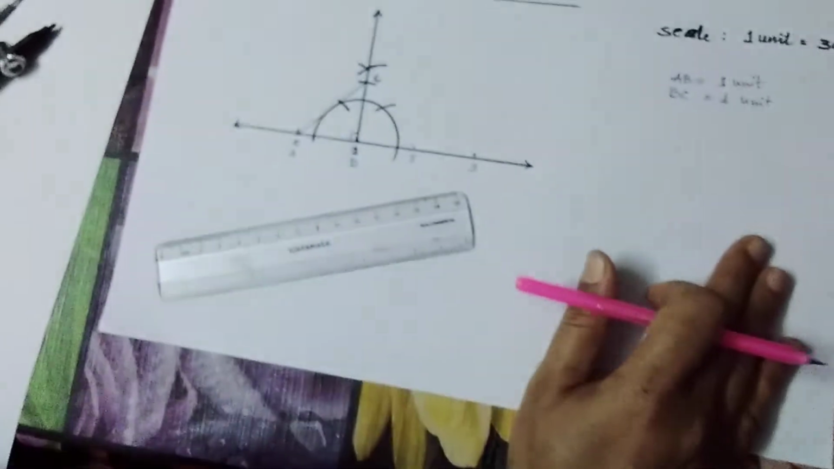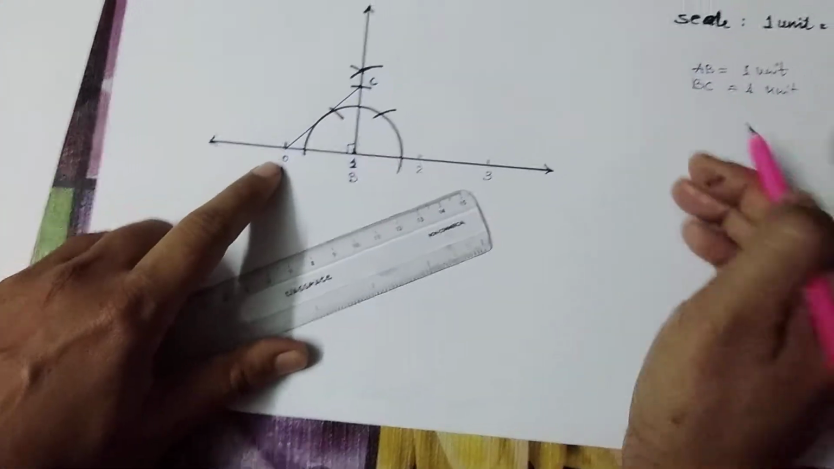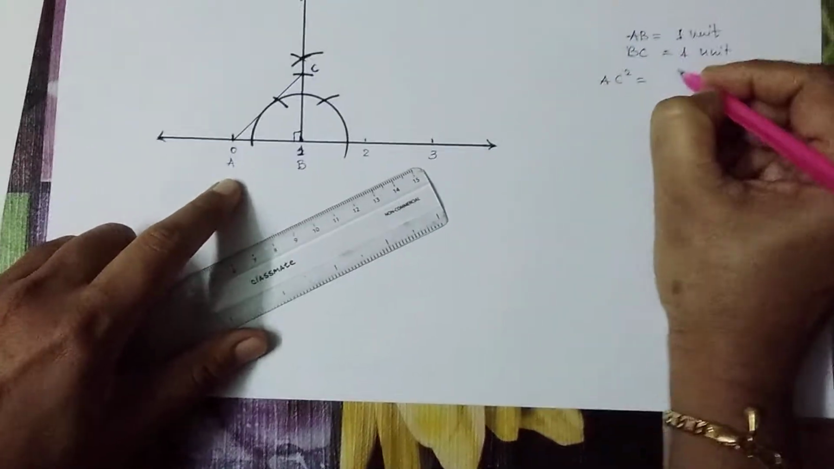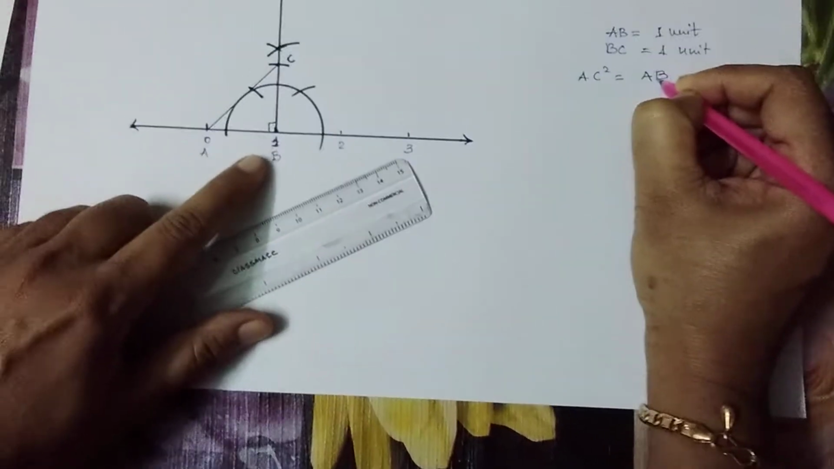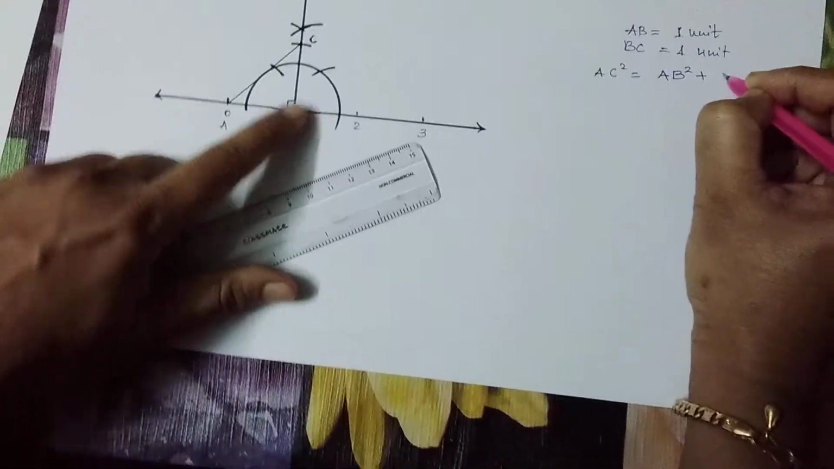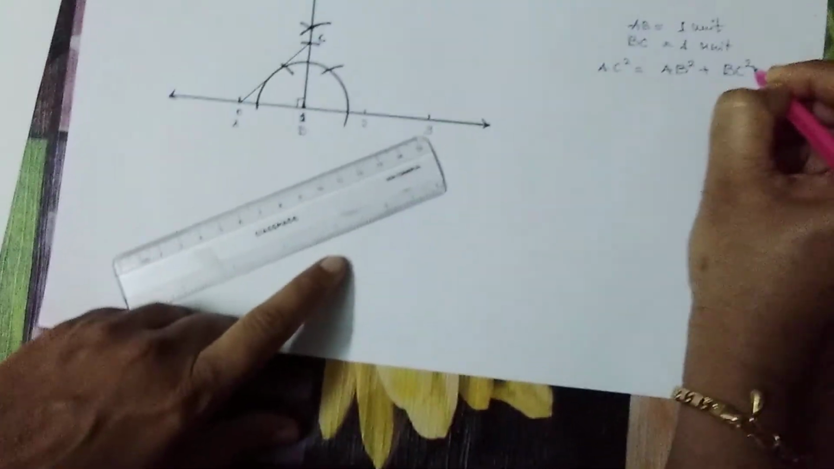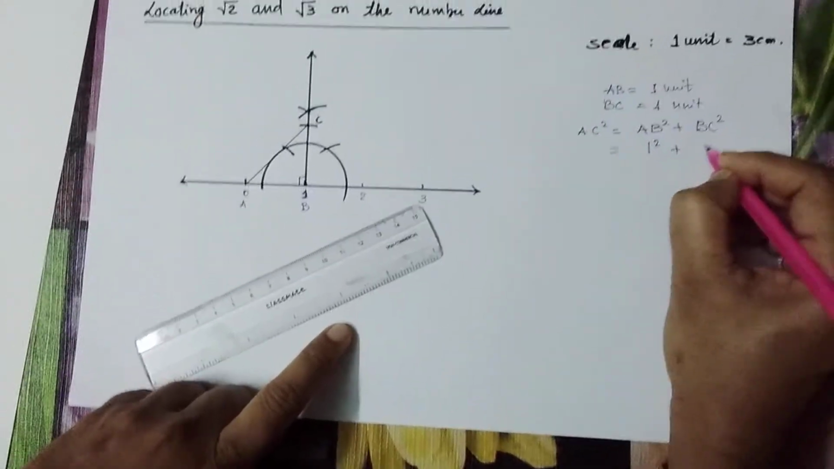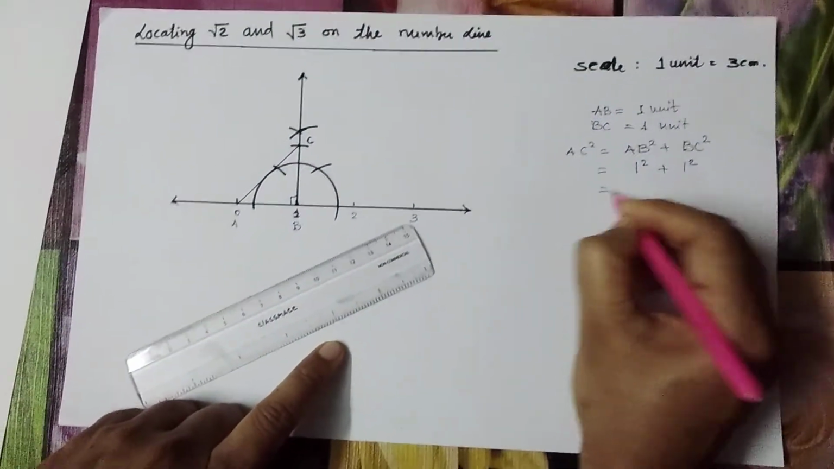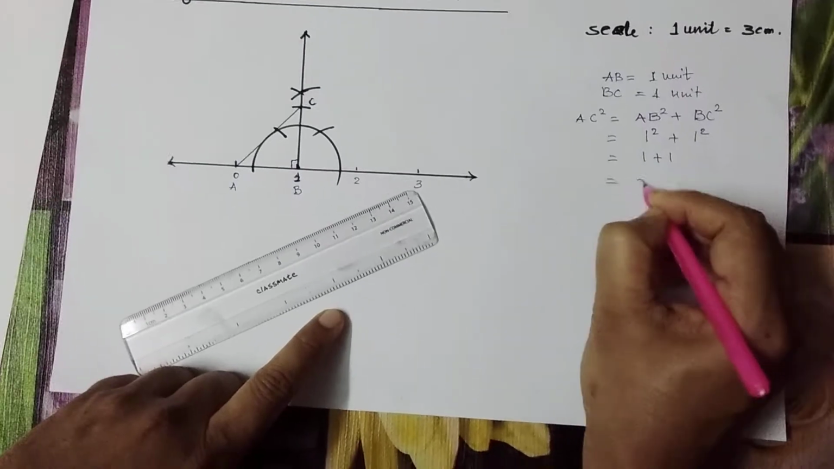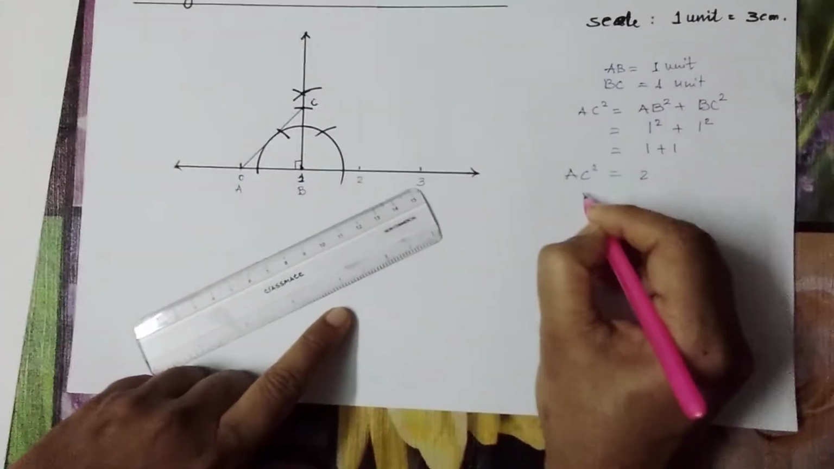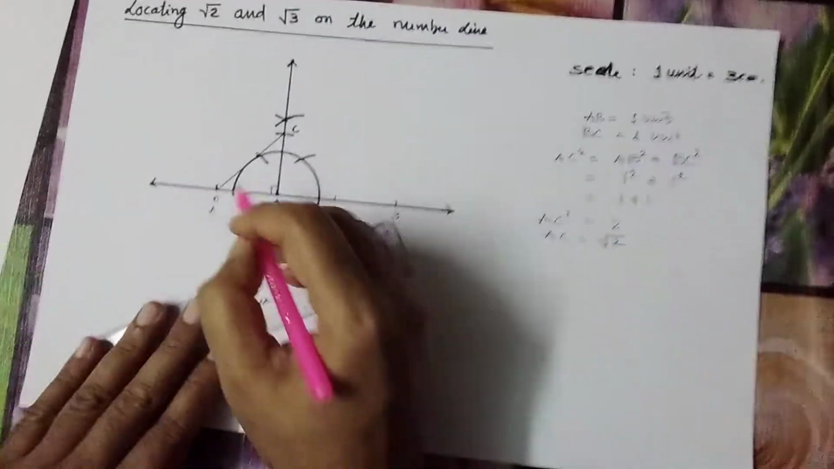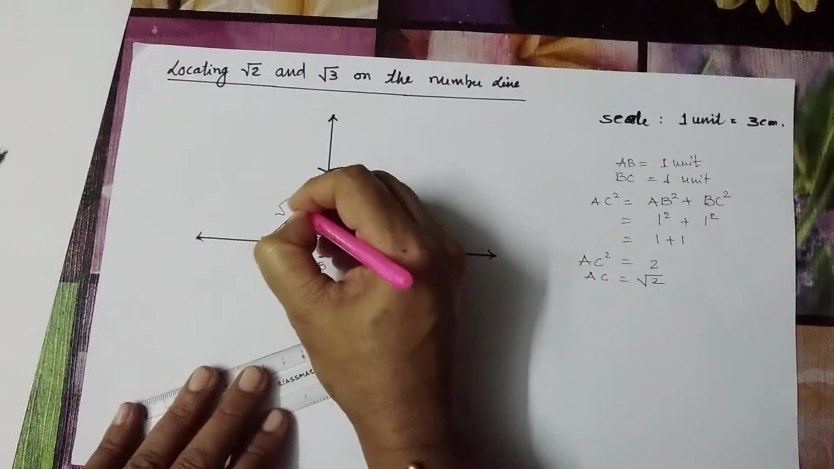You all are aware about Pythagoras theorem. According to Pythagoras theorem, the hypotenuse AC square is equal to the base AB square plus the perpendicular BC square. Here you have seen the base is also 1 unit and the perpendicular is also 1 unit. So the total comes as 2. That is, AC square is 2 and therefore AC is equal to square root 2. This means the distance AC is equal to square root 2.